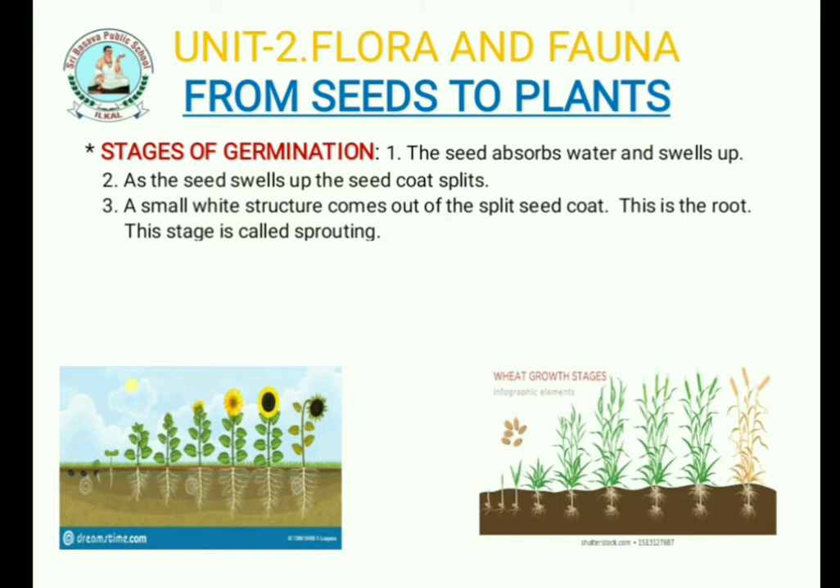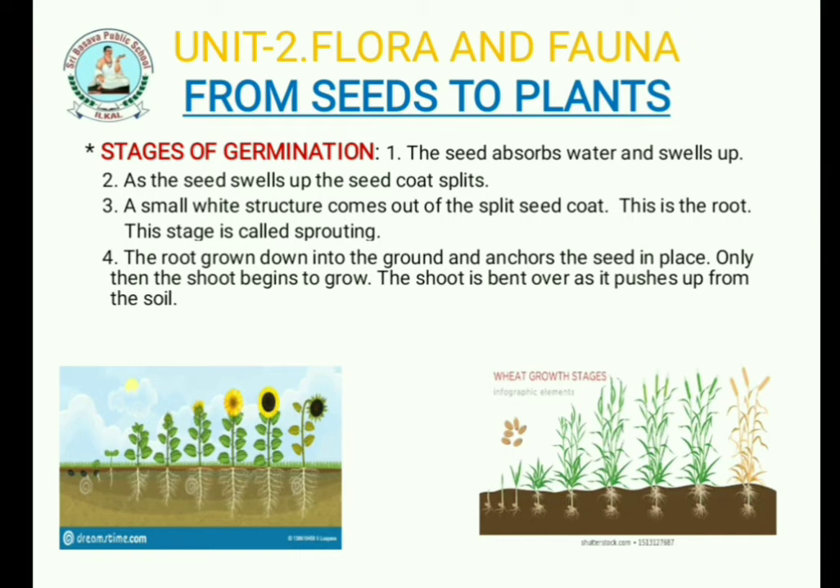Next point, the root grows down into the ground and anchors the seed in place. Only then does the shoot begin to grow. The shoot is bent over as it pushes up from the soil. See here, the root grows down into the ground and anchors the seed in place. Anchor means the seed is held within the soil.